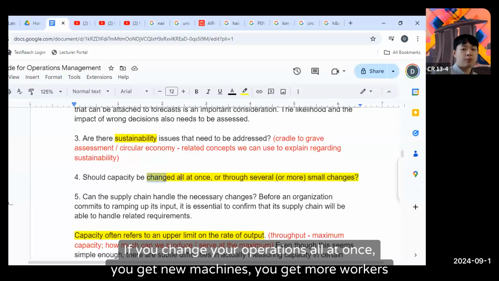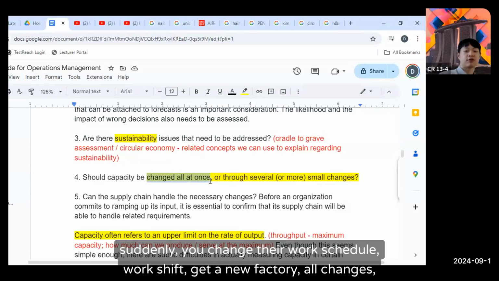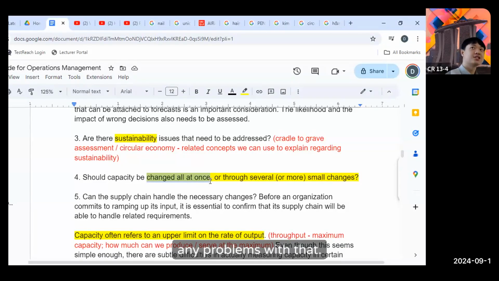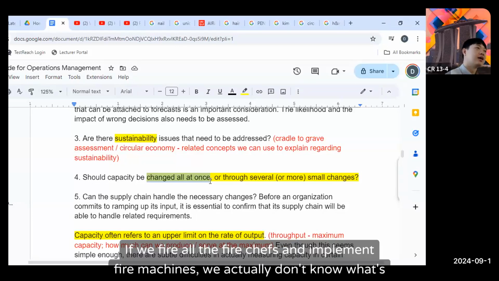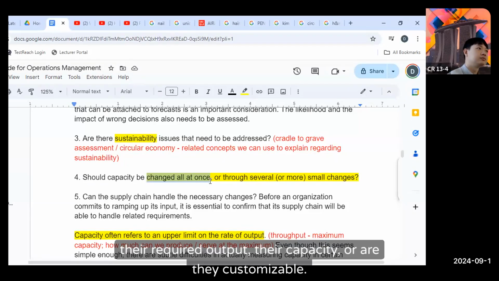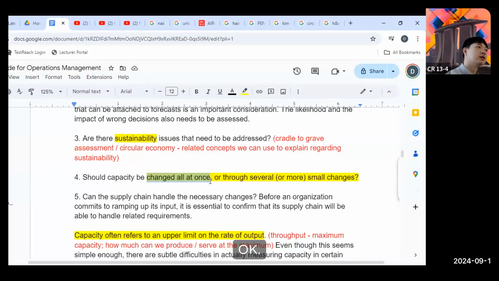If you change your operations all at once, you get new machines, more workers suddenly, you change their work schedule and work shift, get a new factory, all changes. Any problems with that? If we fire all 5 chefs and implement 5 machines, we actually don't know their required output, their capacity, or whether they are customizable. We don't know anything about it, so the risk is higher.